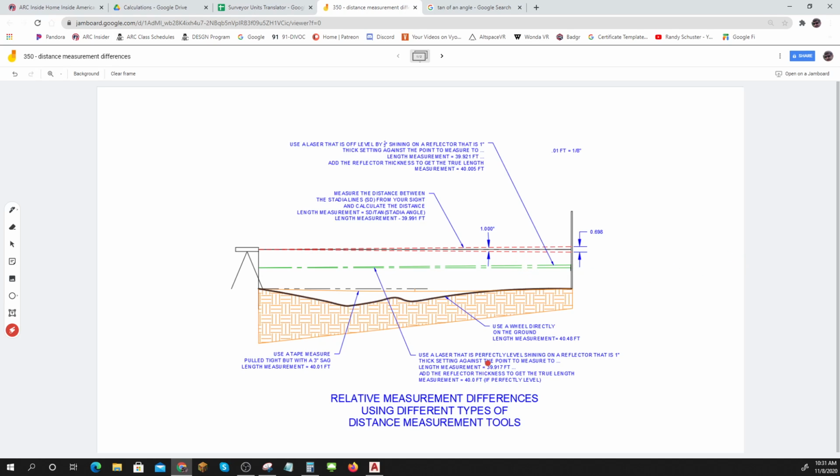So when you're using the lasers over a short distance, the level is not particularly important, if 1/8 of an inch is good for you, which in many, many cases it can be. But if you're going a long distance, you can start making some significant errors with being out of level with your laser. And so then there's one more way.